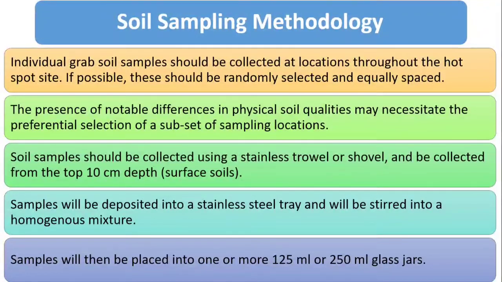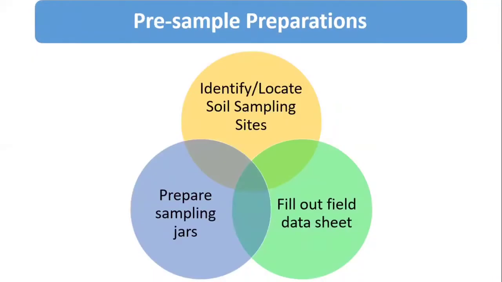if we feel that it is changing, we can take some extra subset of samples. Then soil samples should be collected using a stainless steel trowel or shovel, approximately near the top 10 centimeter depth, that is the surface soil. Then the sample will be deposited into a stainless steel tray and stirred into a homogeneous mixture. Then the sample will be placed into one or more 125 or 250 ml glass jars.